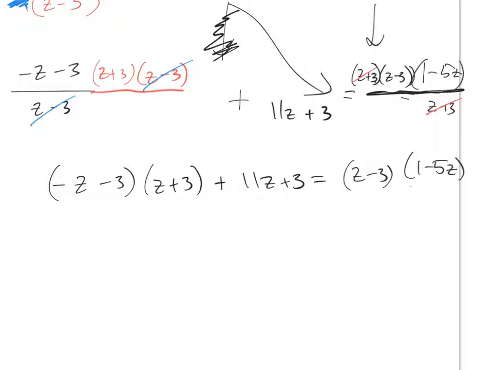All right, multiplying this out. Let's see what we got. I'm going to get negative z squared minus 6z plus 9. And be careful with this. This is a little bit messy. Minus 9. Minus 9. In the middle, I'm going to still have the 11z plus 3.